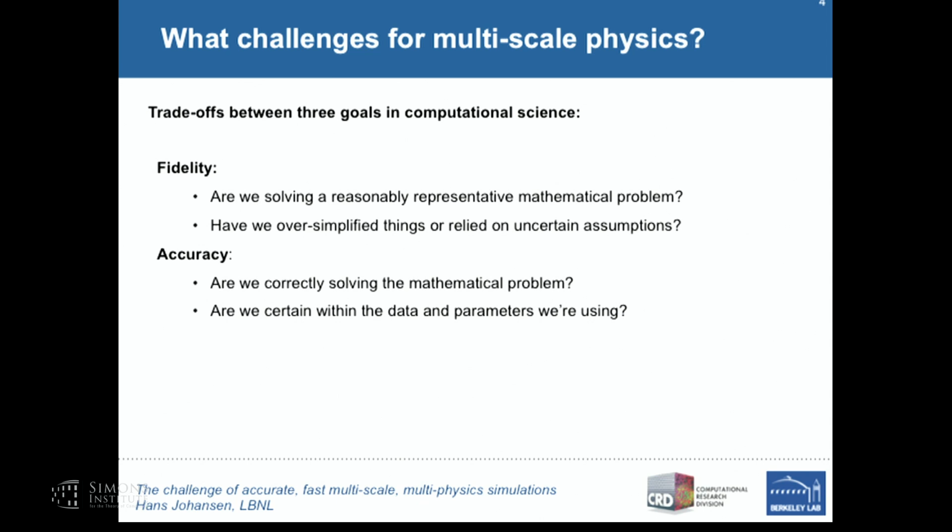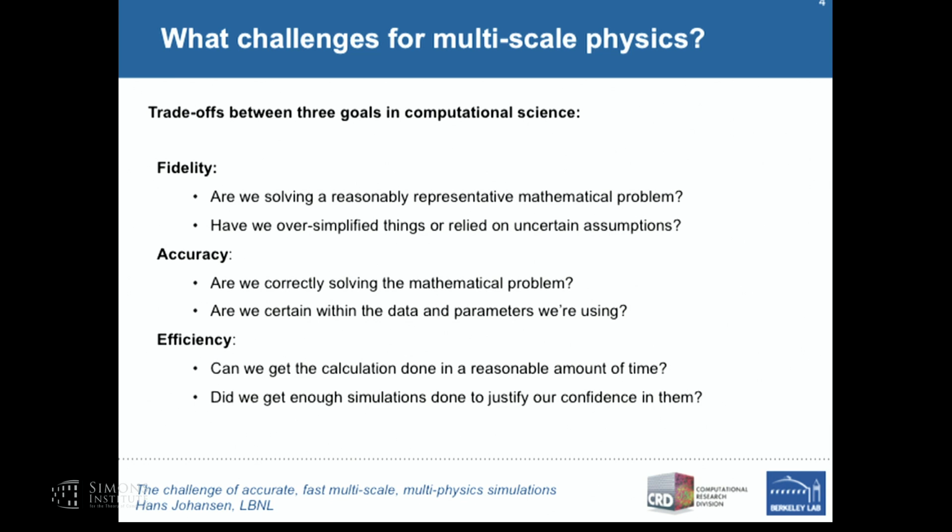The second question for these multi-scale physics trade-offs is accuracy. So if we've got a representative mathematical problem, are we doing a good job of actually solving that mathematical problem in a way that is both feasible and that we have confidence in our numerics, for example? And are we certain that the data and the parameters we're using are valid enough that we can actually say, yes, this result is now a valid multi-physics simulation, correctly computed to compare to the real world?